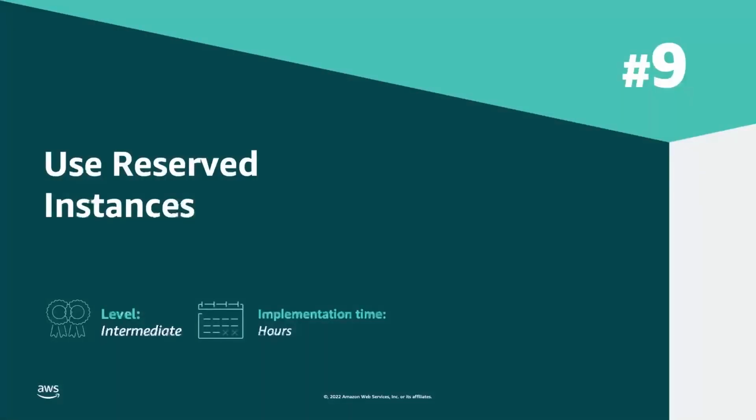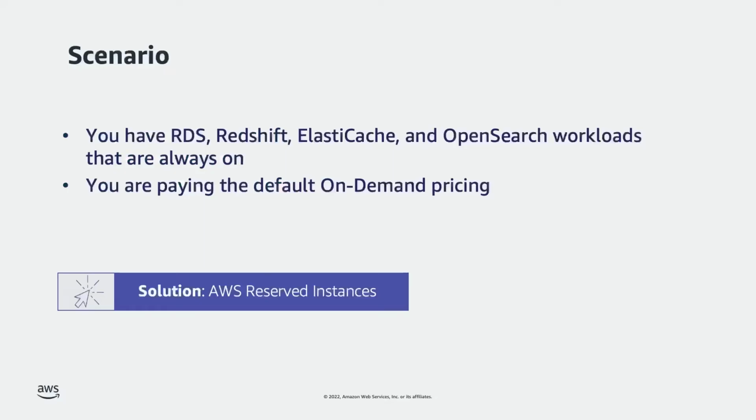Number 9 is use reserved instances. So the scenario is, if you have workloads that are indexed on RDS, Redshift, ElastiCache, and or OpenSearch resources that are always on, and you're currently paying the default on-demand pricing, AWS Reserved Instances can help you reduce the cost of those resources. A reserved instance is a pricing model that provides you with a significant discount when you commit to usage of specific RDS, Redshift, ElastiCache, and OpenSearch resources, helping you as well to pay less for what you use.